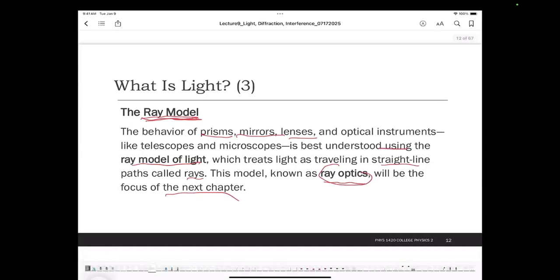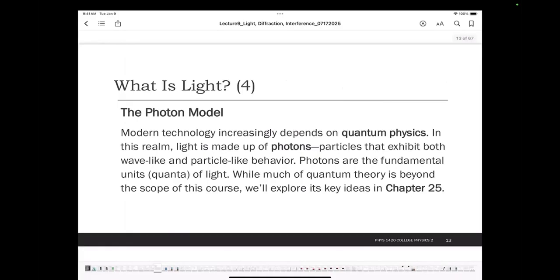Okay, and for light there is another model that can describe or explain it. We call it the photon model. Modern technology increasingly depends on quantum physics. In this realm, light is made up of photons, particles that exhibit both wave-like and particle-like behavior. Photons are the fundamental unit, the quantum, of light.